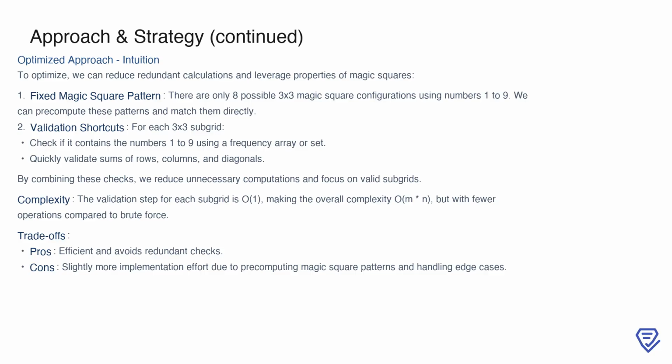These optimizations significantly reduce the number of operations required while maintaining the same overall complexity of O(m*n). However, this approach requires slightly more implementation effort, as we need to handle pre-computations and edge cases. Despite this, the gains in efficiency make it a more practical solution for larger grids.